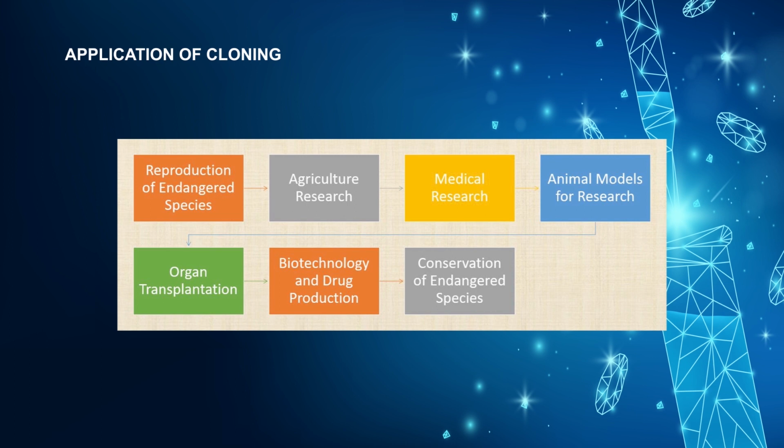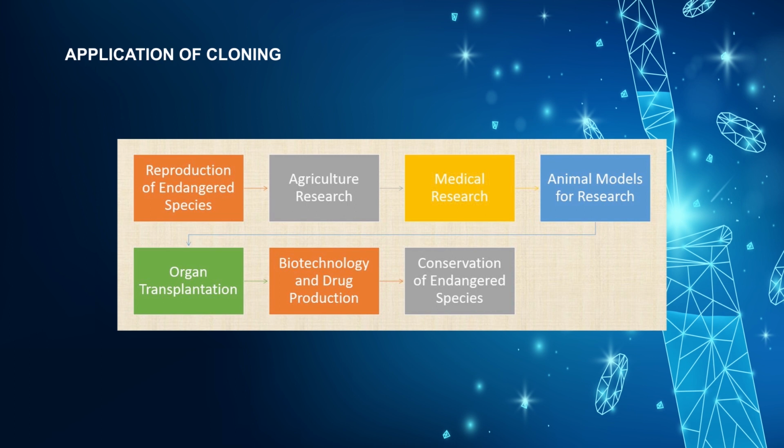Another area where it can be used is animal models for research. Cloning animals with specific genetic characteristics or diseases can provide valuable models for studying various diseases and medical conditions. These cloned animals can help researchers understand disease mechanisms, test potential treatments and accelerate the development of new therapies.